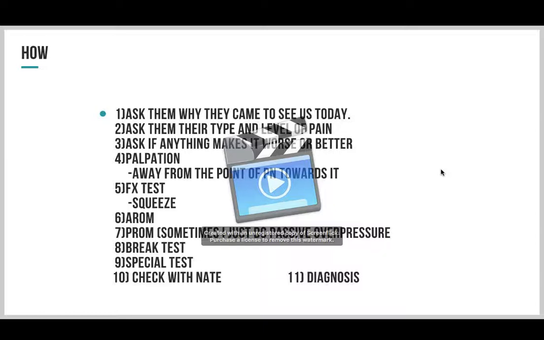Step 8 is a break test. Step 9 is special test. And step 10, check with Nate. And step 11, diagnosis.